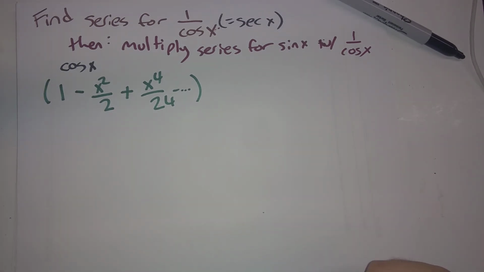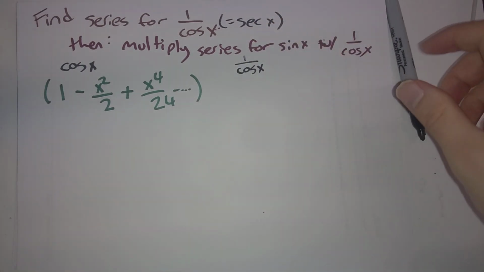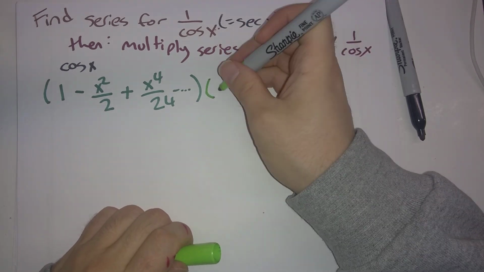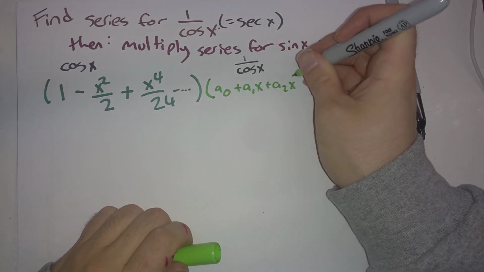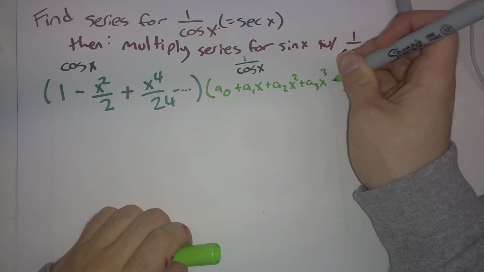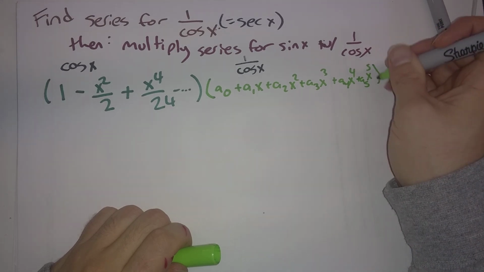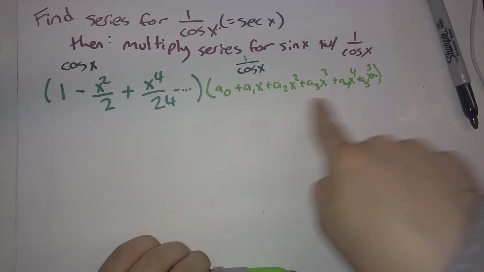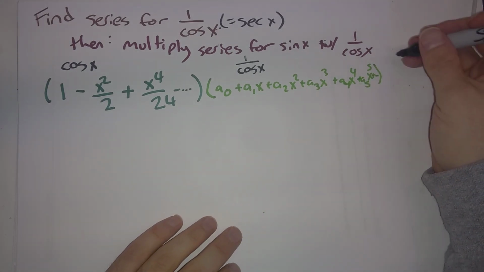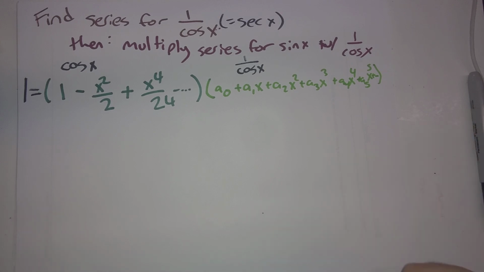And so 1 over cosine x, I don't know what it is yet, so I'm just going to write down placeholder stuff. It's a0 plus a1x plus a2x squared plus a3x cubed plus a4x to the 4th plus a5x to the 5th plus ... This is just a generic series, and I'll try to figure out what the coefficients are later. And when we multiply these two together, we should get 1. Cosine x times 1 over cosine x should give us 1.